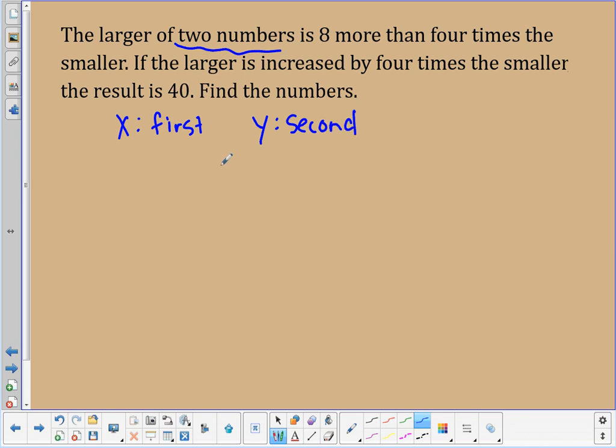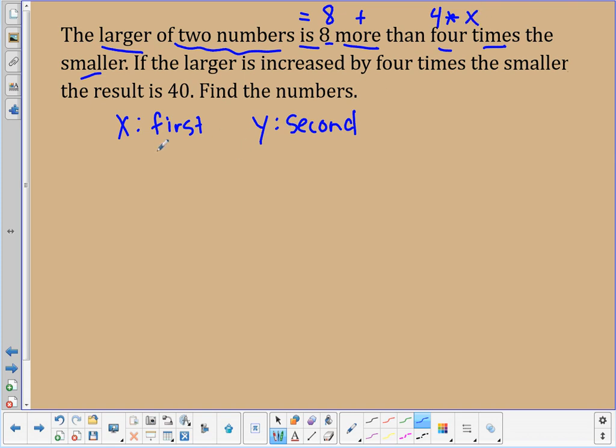I just know that I need to have a variable for 2 different numbers. Now I go back to the beginning and figure out what's happening with these. So the larger of 2 numbers is, that word "is," if you think back to Unit 1, tells us an equal sign. 8 more tells us we're adding 8. So 8 plus. Then 4 times, which is 4 multiplied by the smaller, which I was told is x.